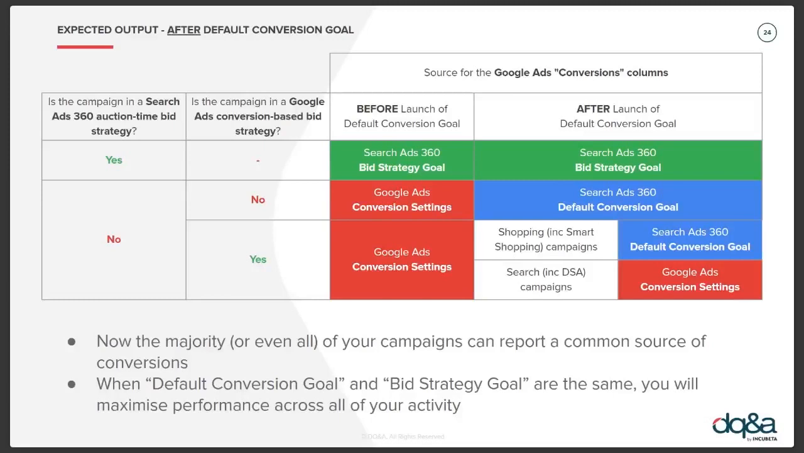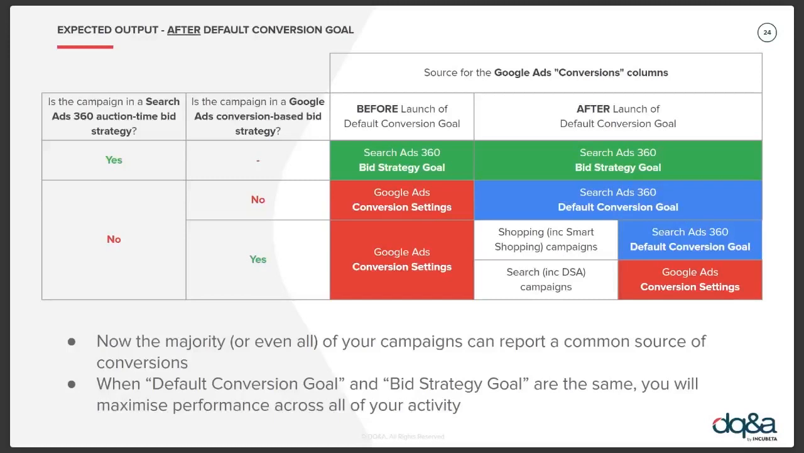What if though it doesn't have an SA360 auction time bidding strategy, but it does have a Google Ads conversion strategy? Then we would see one of two things. If that is shopping activity, including smart shopping, we will also see that default conversion goal pulling through. If, however, it's a search campaign or a DSA campaign, we will continue to see the Google Ads conversion settings.